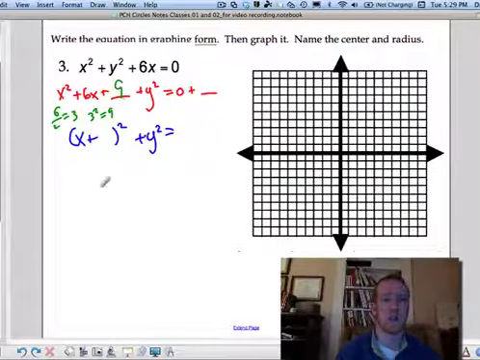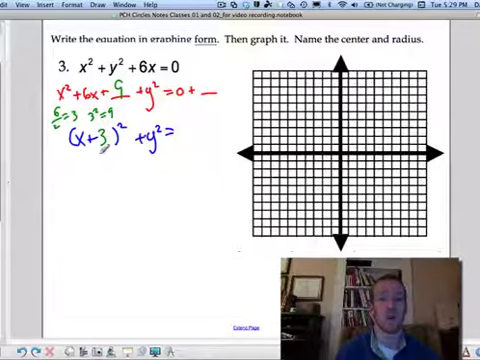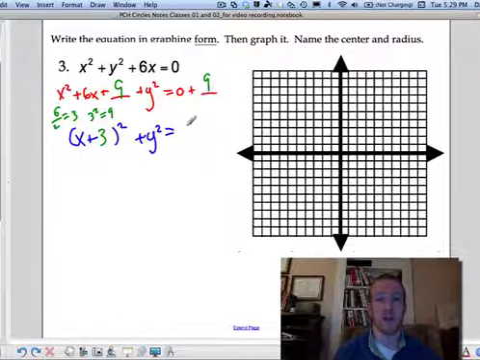So that's the number we need to add here, because this, x squared plus 6x plus 9, factors to x plus 3 squared. If you don't believe me, just pause the video and then factor this, and you should get that. And then I have to add 9 to both sides, so that's my completed equation.